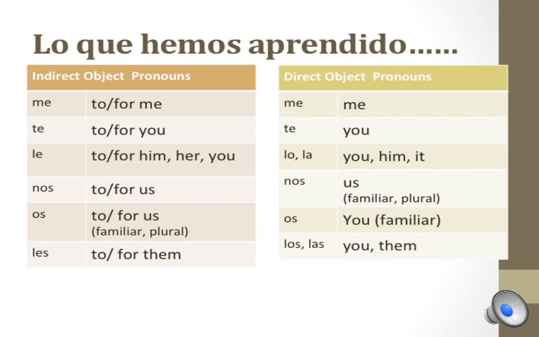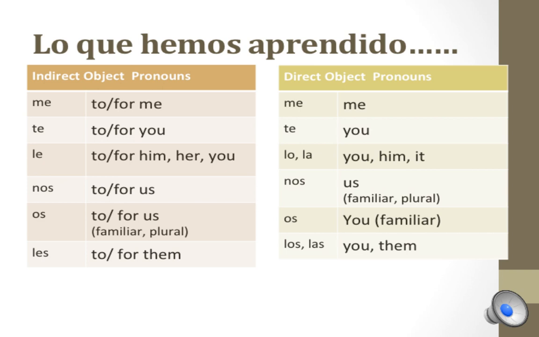Vamos a repasar lo que aprendiste sobre los pronombres. El año pasado repasaste los indirect object pronouns. Aquí los tienes: me, te, le, nos, os, les, and then you have also the meaning to each one.